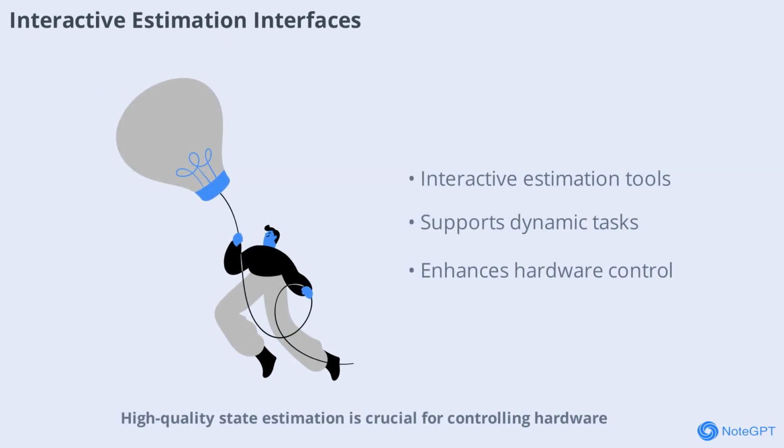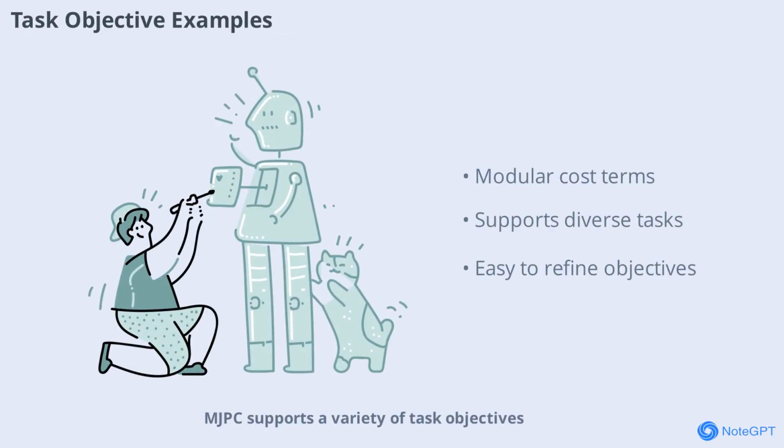High-quality state estimation is crucial for controlling hardware, especially in dynamic tasks like locomotion and manipulation. MJPC's interactive GUI-driven approach could inspire similar interfaces for state estimation, making it easier to develop robust, contact-aware estimators for real-world robots. MJPC supports a variety of task objectives, from humanoid standing and quadruped locomotion to in-hand manipulation.